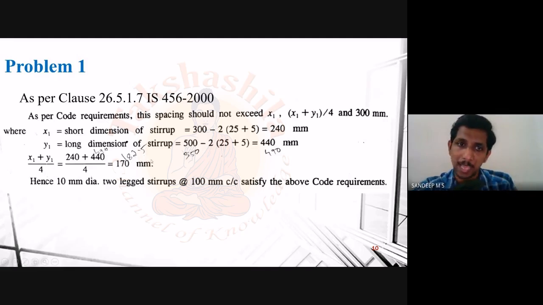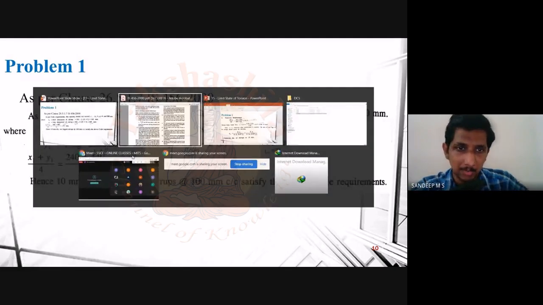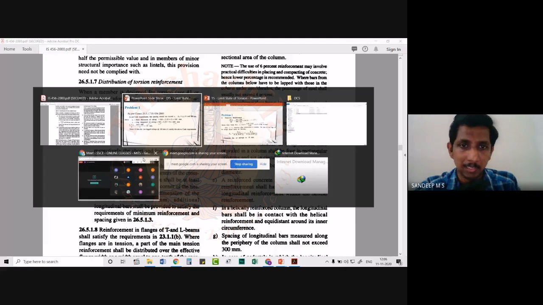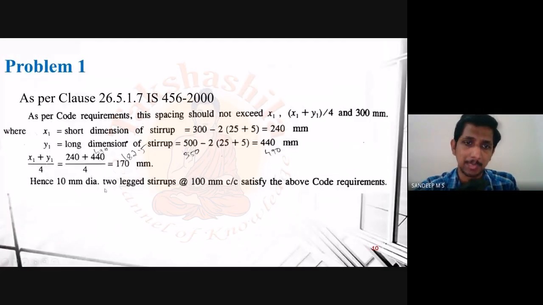Again, our 100 mm hasn't exceeded this value, and we have a third condition of 300 mm. Again, our 100 mm is less than 300 mm, so we are safe. So we can provide that. That is the reason why in this problem, 10 mm diameter 2-leg stirrups are provided at 100 millimeters center to center.